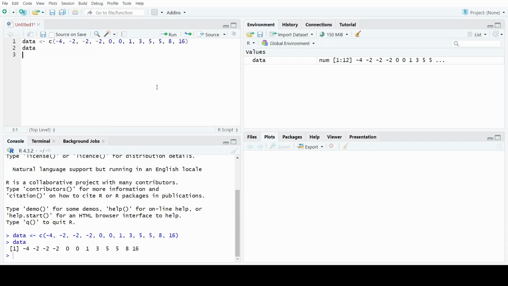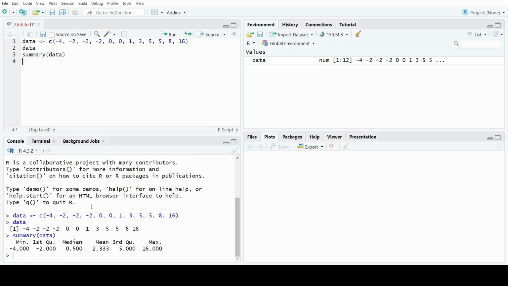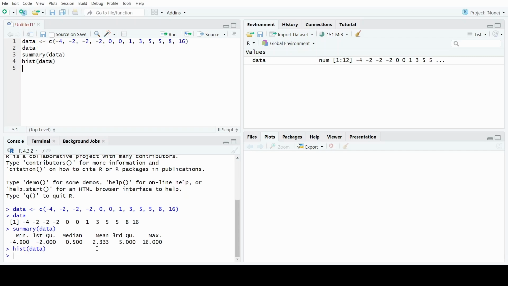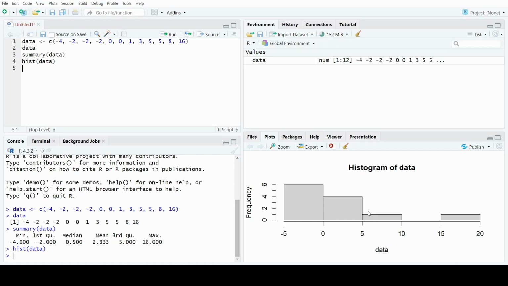Okay, and I could hit Summary of the data to get my 5-number summary plus the mean, right? So here's my min, my Q1, my Q2 or median, my Q3, and my max. It also gives me the mean. But what I'm going to do here is get a histogram by typing hist and Control Enter. Here's a histogram of this data.